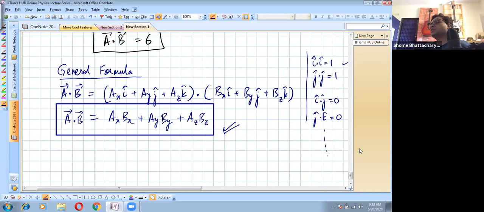Okay, so let's just look at a very basic example. If I have the vector A, let us say as I cap minus J cap plus K cap, and the vector B as 2I cap plus 2J cap minus K cap. And I ask you to find out A dot B.